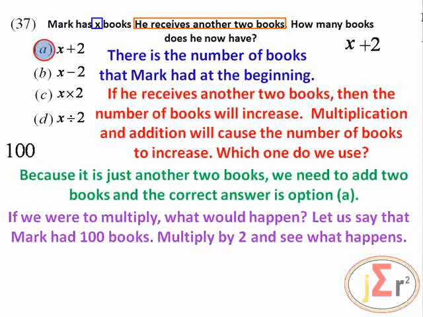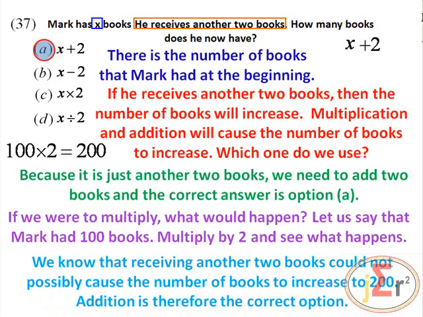For those who imagine that multiplication is appropriate, look and see what happens. If we are to multiply, what would happen? Let us say that Mark had 100 books. Multiply by 2 and see what happens. If he has 100 books and we multiply by 2, what will happen, Jerry? How many books will he now have? It will increase by 200. Okay, so the books will increase to 200.